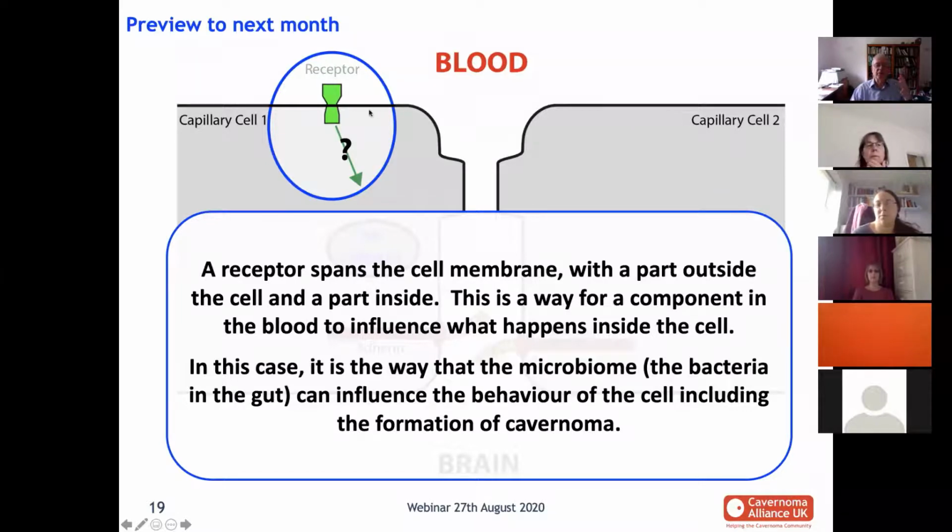So the receptor spans the cell membrane, a part outside, a part inside, and this is the way that something in the blood can influence what goes on inside the cell without actually getting into the cell itself. The lipopolysaccharide, or any of the substances in blood which link into the capillary cells, doesn't have to get into the cell to have its effect. It can do it indirectly.